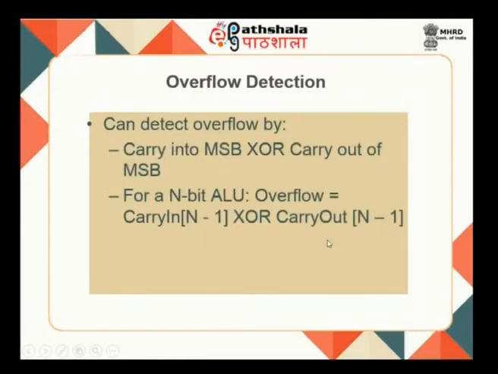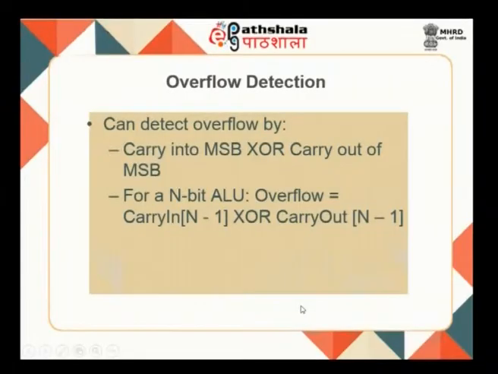Now, how do you detect overflow? Overflow is normally detected by looking at the carry that goes into the most significant bit and the carry that comes out of the most significant bit. These 2 should be the same. If there is a carry going into the most significant bit and no carry coming out of the most significant bit, that is an indication of an overflow condition. So, overflow can be detected by doing an XOR of these 2 bits. When these 2 bits are different, you get an XOR output of 1 indicating that an overflow has been detected.